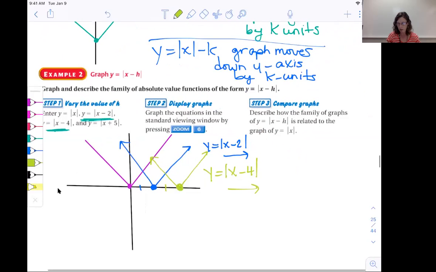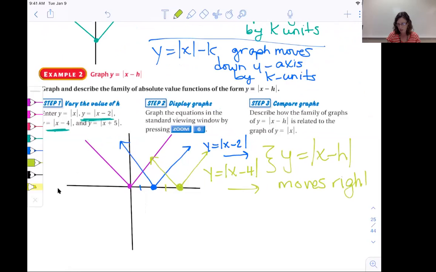So I'm going to make a little summary over here. When I have x minus h inside, so when it's trapped inside with x, it's moving the direction that x goes. This graph moves right on the x-axis by h units. And we're even using a different letter. Up above we used a K. So K tells us it goes up and down. In this problem we're using an H.